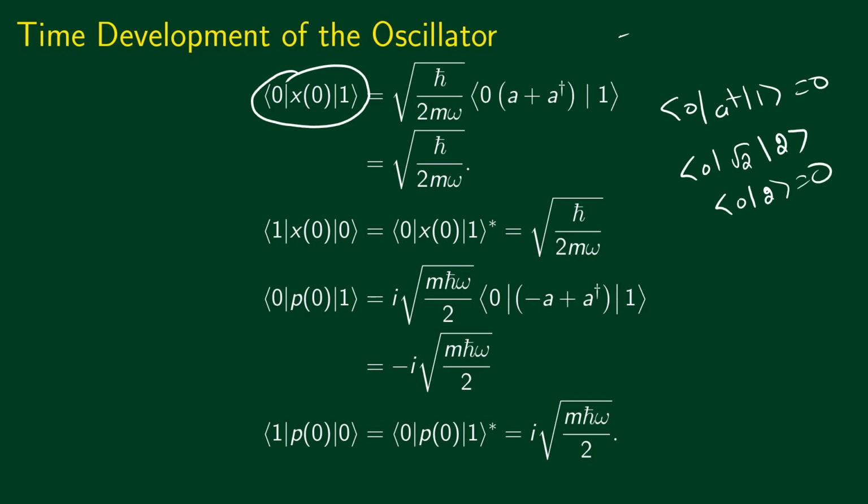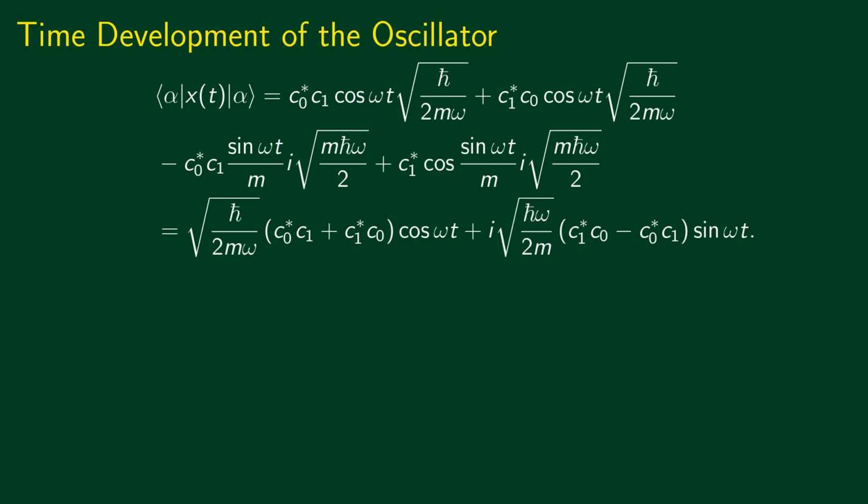Similarly, you can calculate all other terms using the corresponding expressions for x and p in terms of A and A dagger. You may check the steps of this calculation and let me know if there are any mistakes in them. Anyway, the result I got for the expectation value of x in the state ket alpha is square root of h bar divided by 2 m omega multiplying c0 star c1 plus c1 star c0 cos omega t, plus i square root of h bar omega divided by 2m, c1 star c0 minus c0 star c1, multiplying sin omega t.